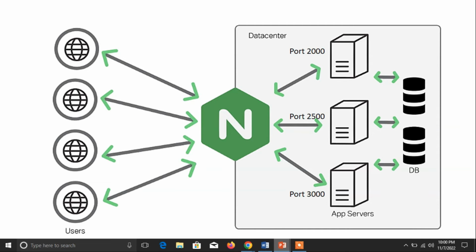After a few months you again realize that traffic is growing exponentially, and now you need one more instance to run, and this time it's running on port 3000. Now here Nginx plays a role.